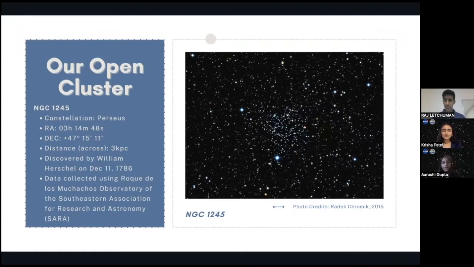The open cluster our project is focused on is NGC 1245, which was first discovered by William Herschel in 1786 and was previously studied back in 1964. NGC 1245 is part of the constellation Perseus and has over 500 members, of which our project covers 461. The data for this cluster was provided by the Roque de los Muchachos Observatory of the Southeastern Association for Research in Astronomy, also known as SARA.